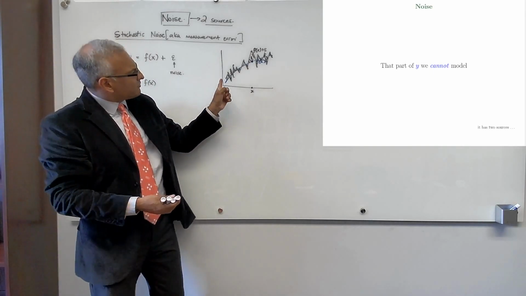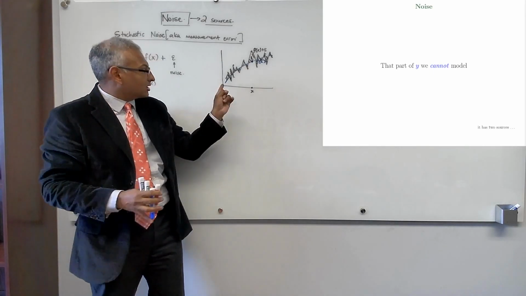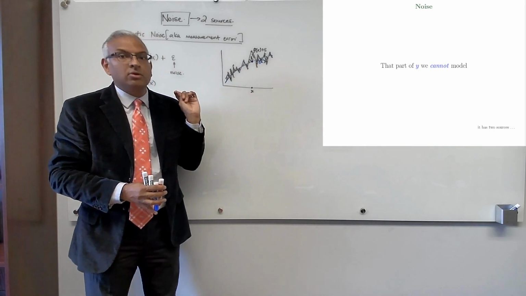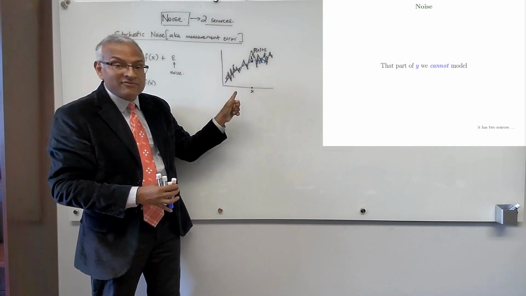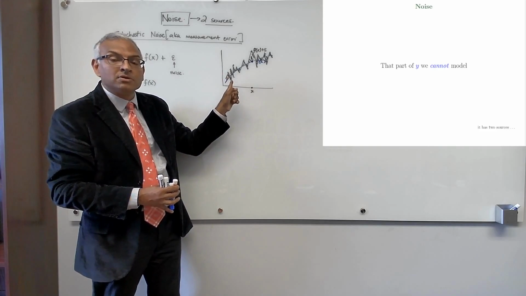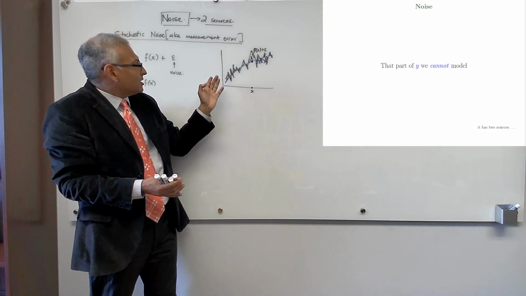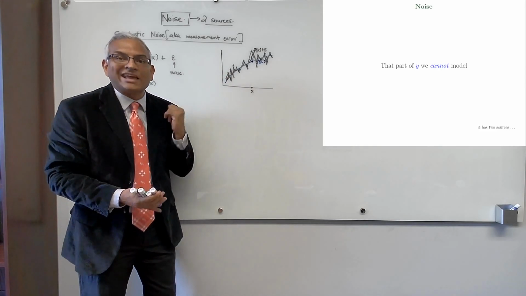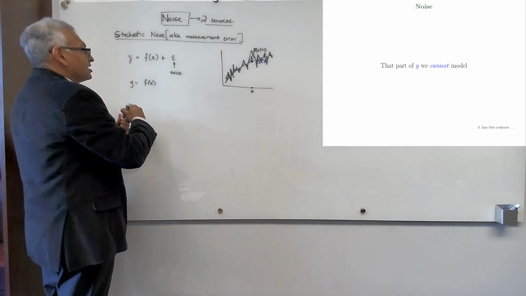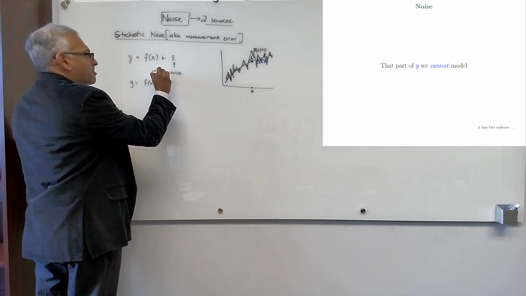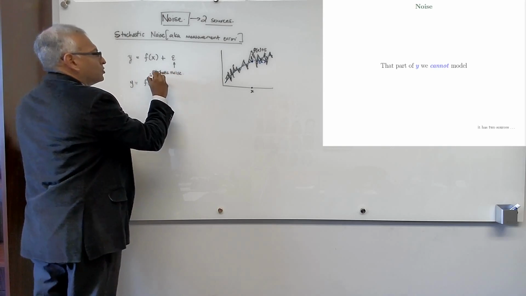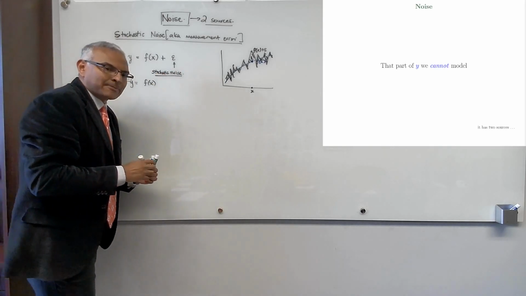And so the part that we might have a shot at modeling is this blue curve, but we don't get to see that. So the data, the Y value, contains a part that we have no way of modeling. And that's what we call the stochastic noise.